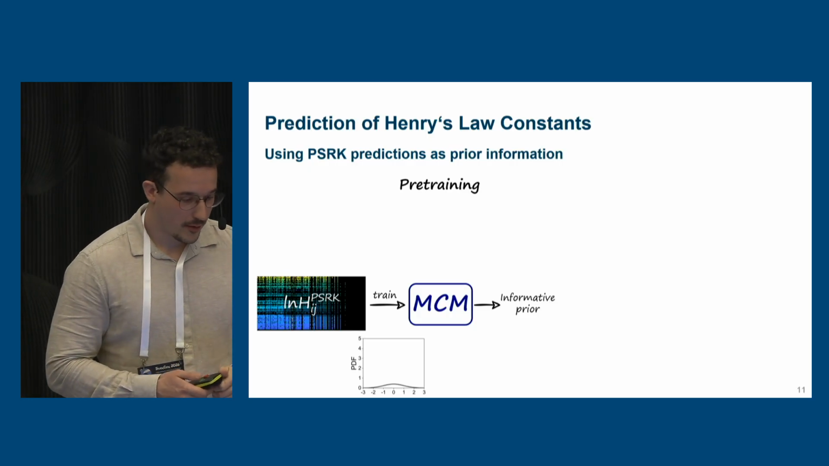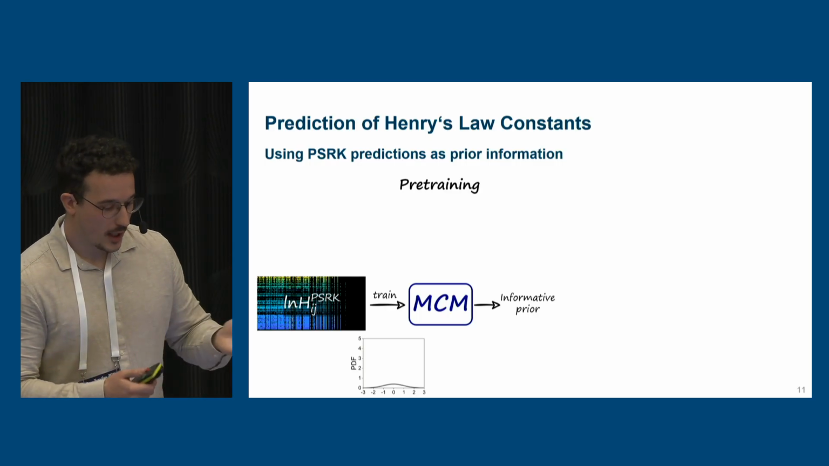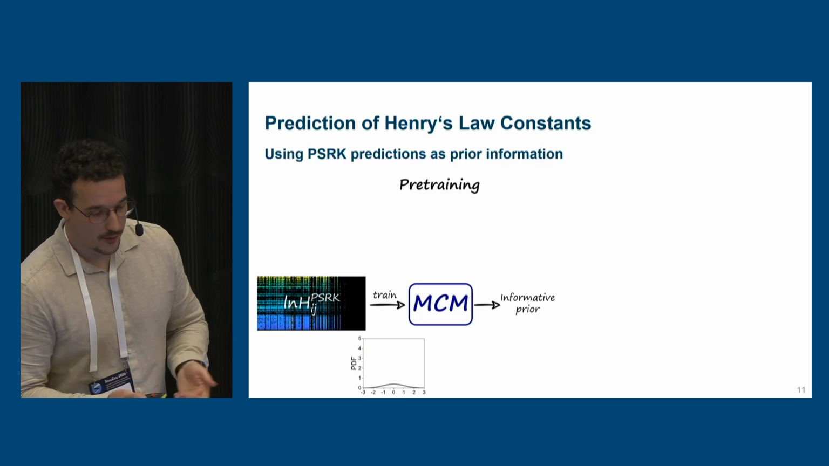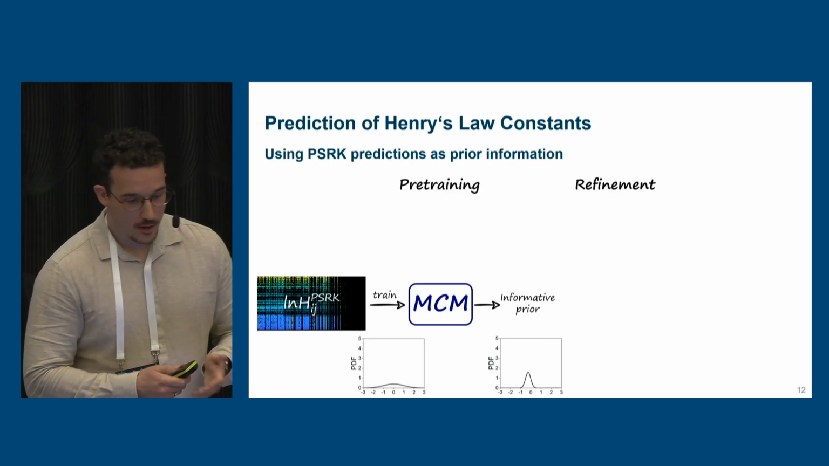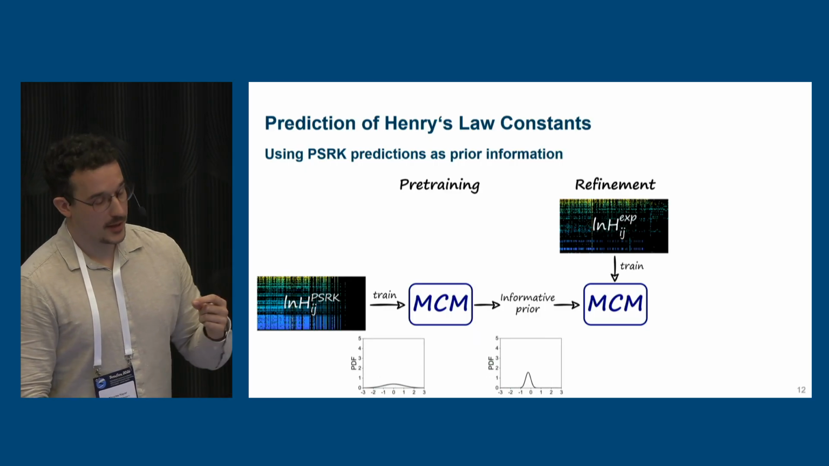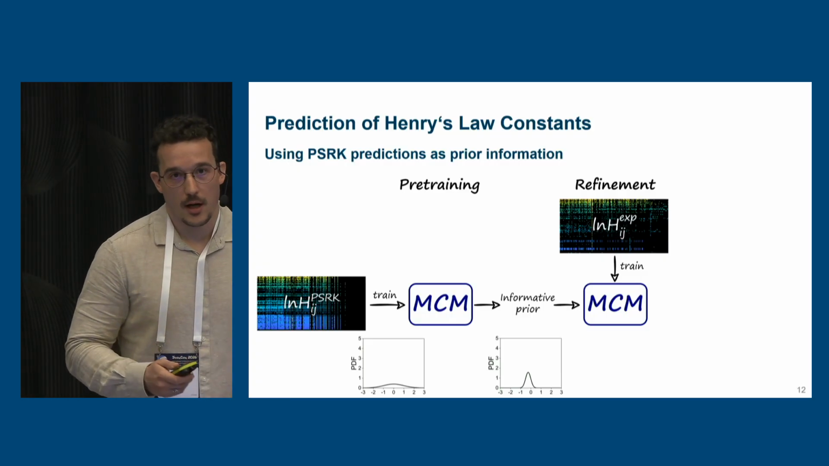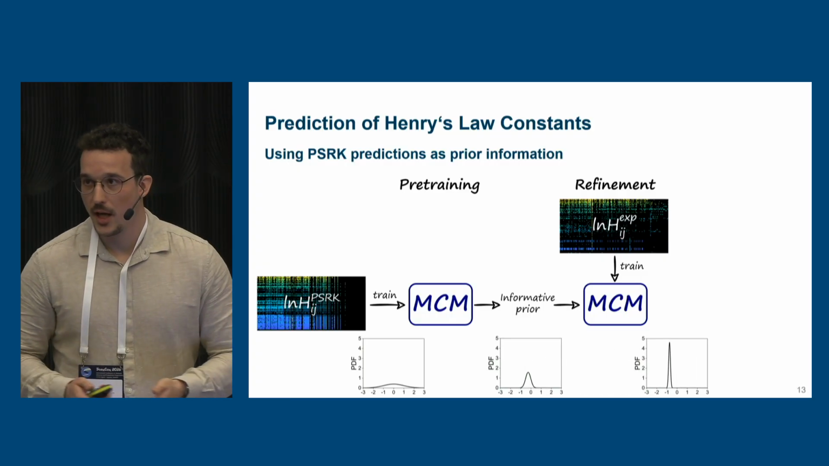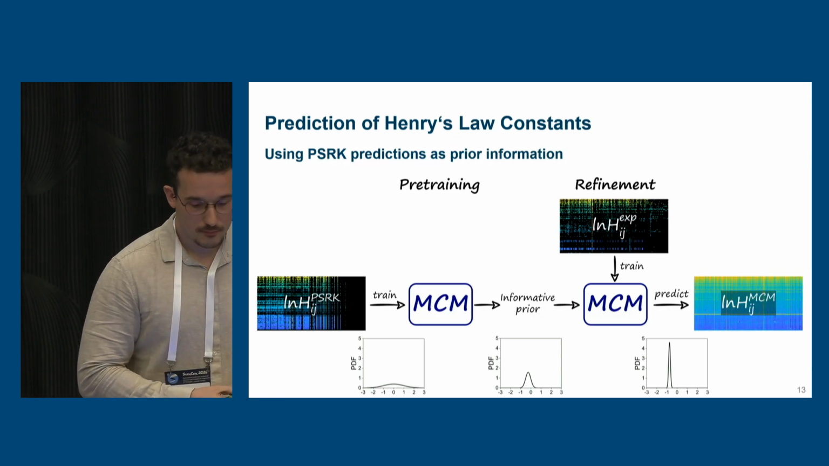And to illustrate this, here's a density function of one feature. And we start with a standard normal distribution. And after the pre-training step, this feature is updated. Then we train on the experimental data. And now we use the informative prior from the pre-training step. The features are updated again. And we can make predictions for the entire matrix of Henry's law constants.